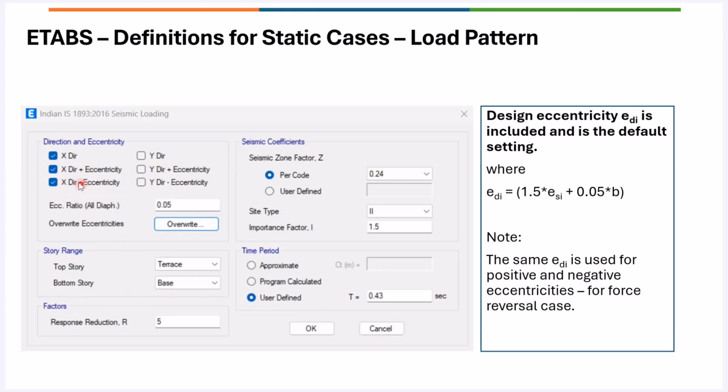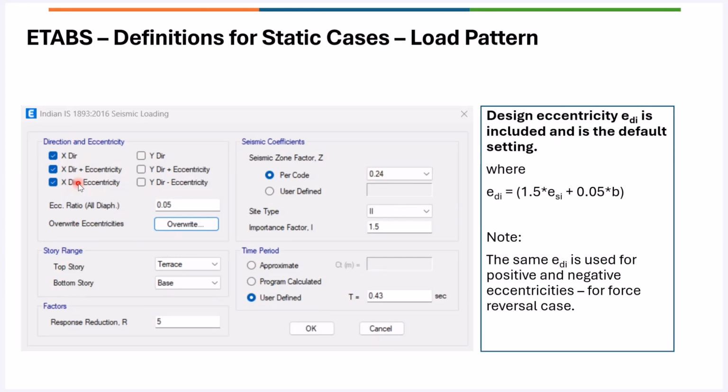When we consider the eccentricity, this is what the program does. It calculates the ETI using the same formula here, 1.5 times ESI plus 5% of the building width, for the direction perpendicular to the direction of application of loading. So this is typically specified. Just enabling it, the default is sufficient.